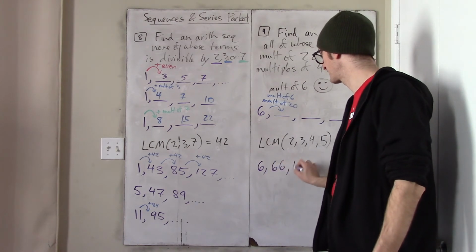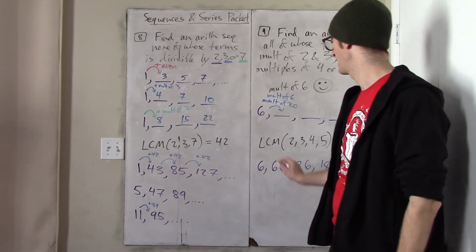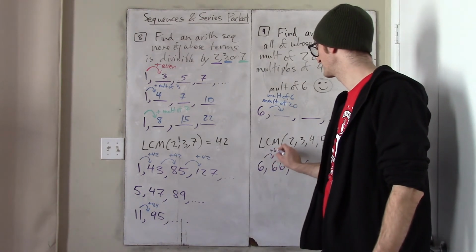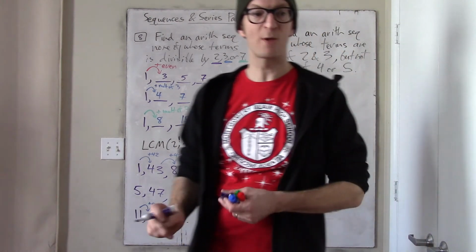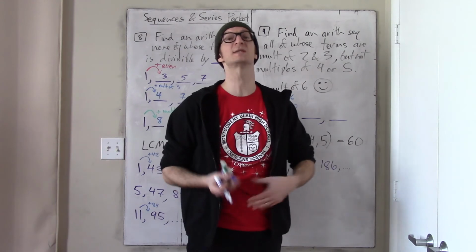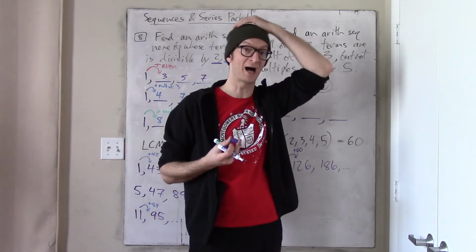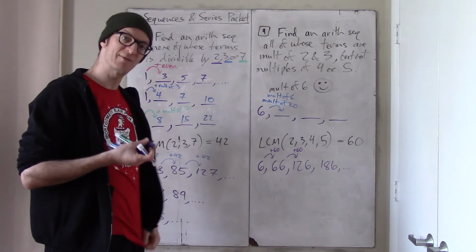So 66, 126, 186, etc. Skipping by 60 every time. Of course, this is not the only answer. You could also skip by 120 every time. There is no reason why you need to use the least common multiple. You just need to use a common multiple of 6 and 20. If you skip by 120 every time, that will work.